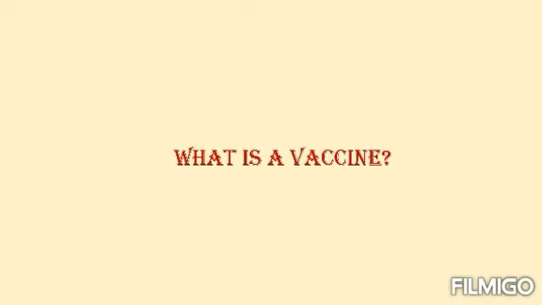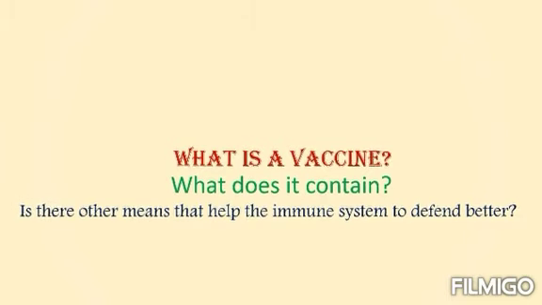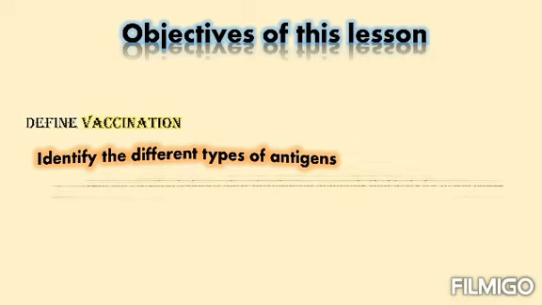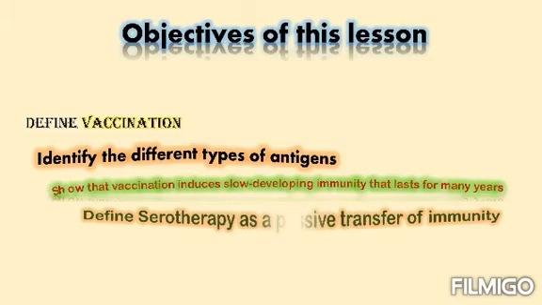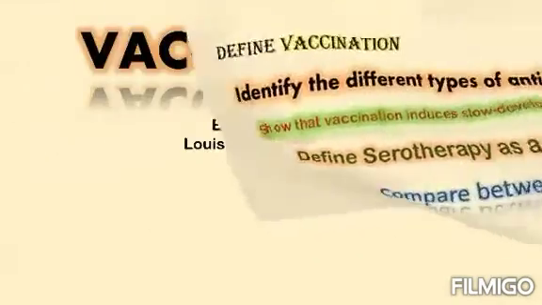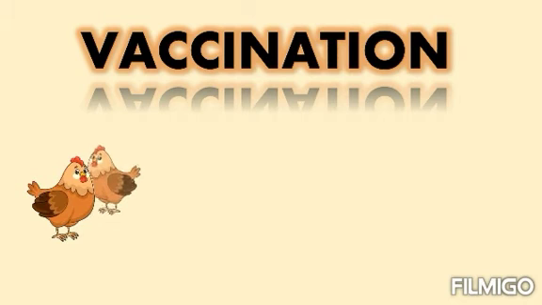How do vaccines work? And what is a vaccine? This is an important question. What does it contain? And is there any means that we can help the immune system to defend better? Our objectives in this lesson are to define vaccination. Then we are going to identify different types of antigens. In addition, we are going to define and show that vaccination induces slow developing immunity. Another term is serotherapy, and we're going to compare between vaccination and serotherapy.